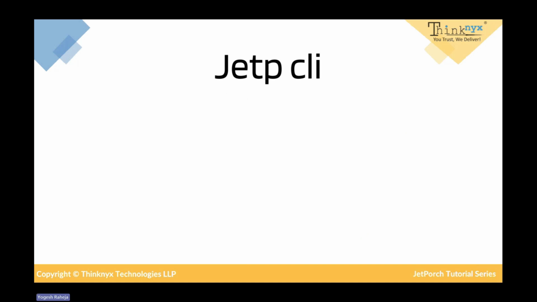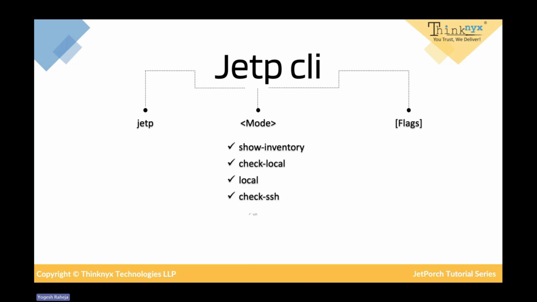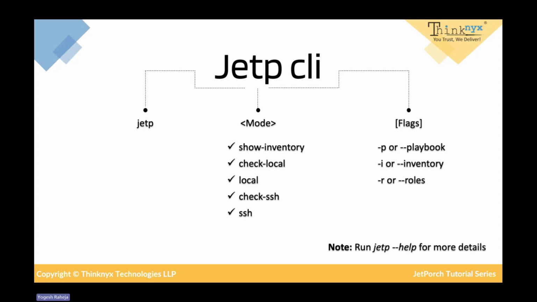There is only one command in Jet, which is jetp. The syntax of jetp is jetp mode followed by flags or parameters. Jetp ships to work with five modes: show-inventory, check-local, local, check-ssh, and ssh. Jetp followed by mode supports multiple flags like -p or --playbook, -i or --inventory, -r or --roles. These are the most commonly used flags. Let's switch over to a demo to see how the Jetp CLI works.